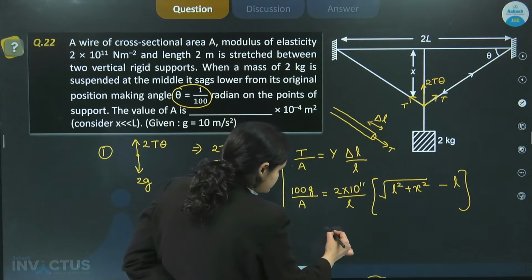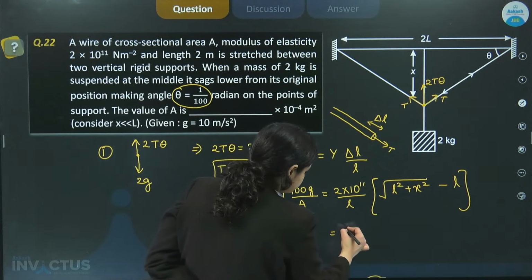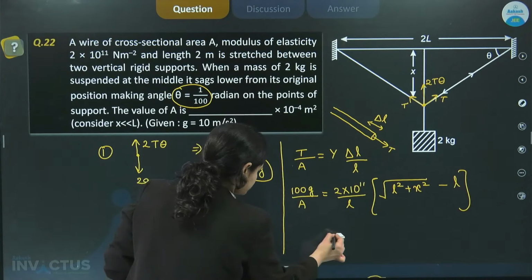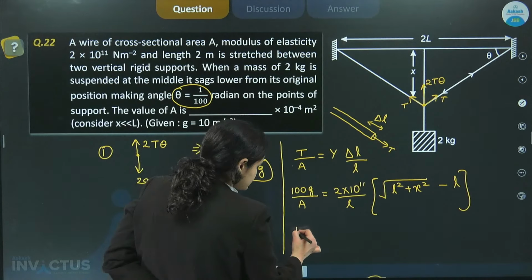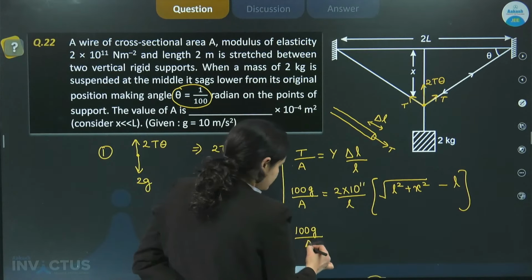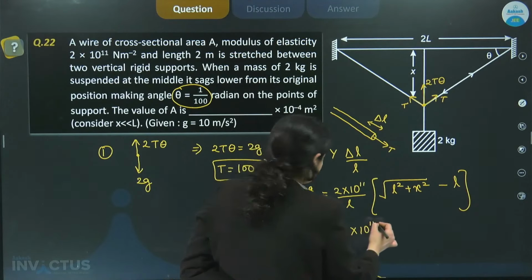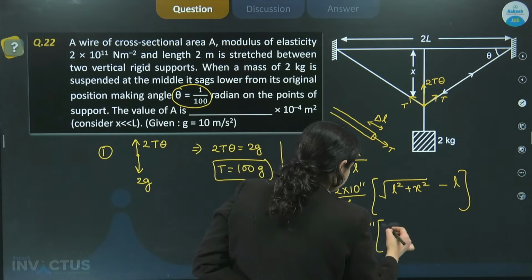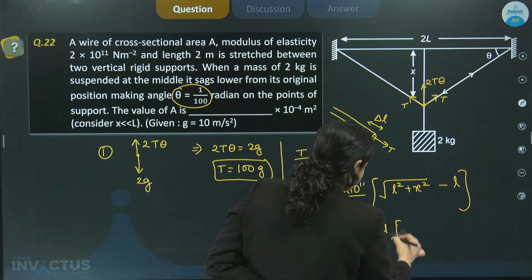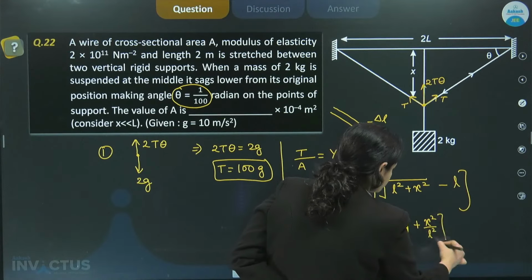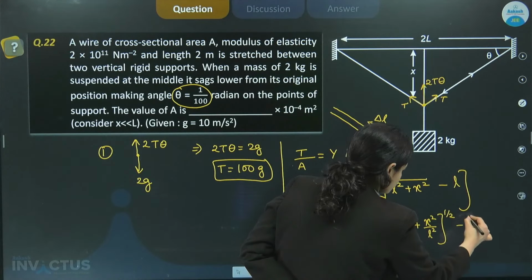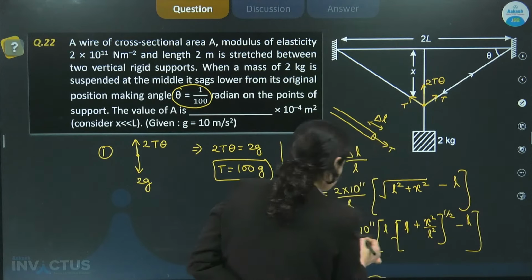So see, we are actually going to get, okay, so I'm going to write this as 100 into G divided by area, which turns out to be 2 into 10 to the power 11. And if I take this L outside, we are going to get root of 1 plus X square by L square, to the power 1 by 2, minus 1, all upon L. This is what we are getting, right?